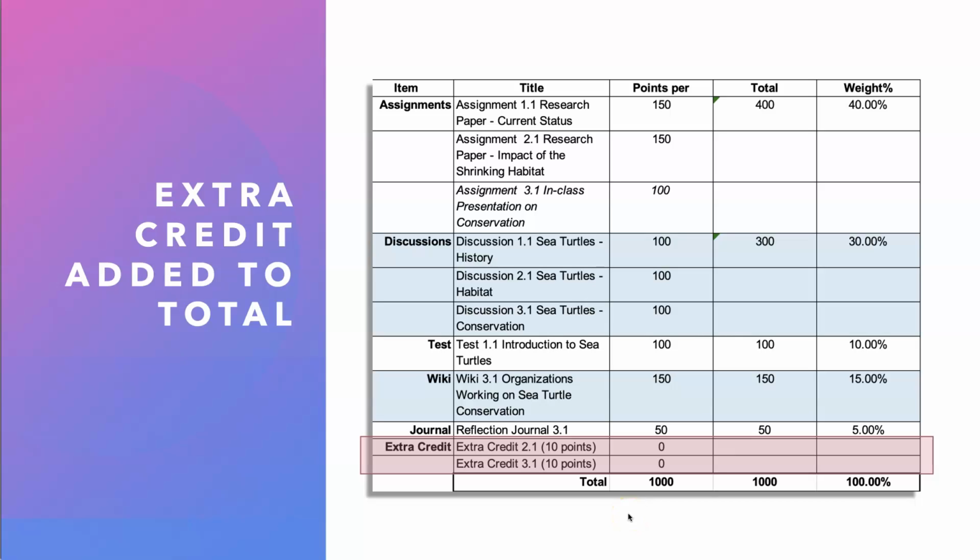In this example, the points possible for various items add up to 1,000. And we have 2 extra credit items. Each one is worth 10 points, though in Blackboard we will set them up with 0 points. So here we see that a student has earned 958 points on 1,000, which is 95.8%.